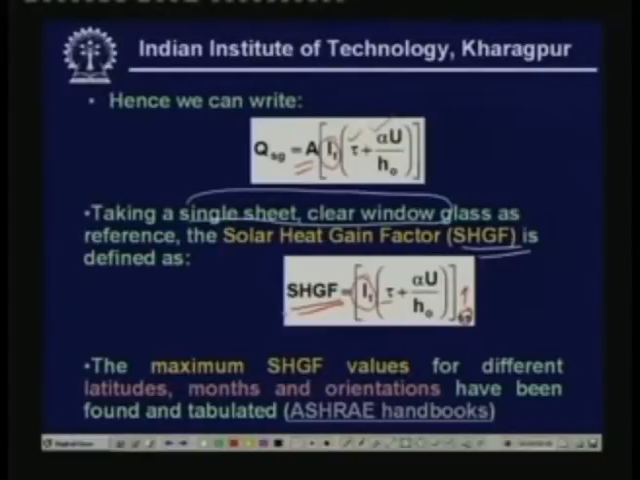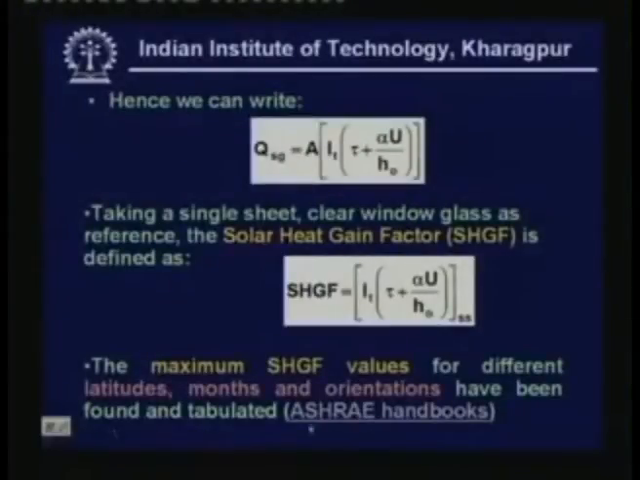So once you know the maximum solar heat gain factor from the table for a given latitude, for a given orientation, for a given day, then you can calculate what is the energy transmitted into the building if the glass is made of reference glass, because the energy transmitted is nothing but area multiplied by SHGF, right. So let me show you a typical table adopted from ASHRAE handbooks.